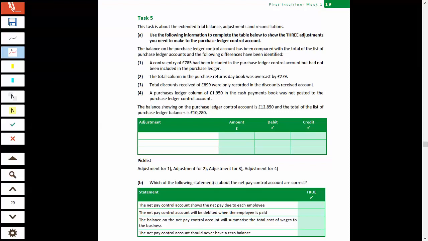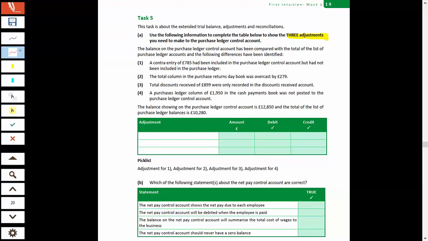So we're basically told use the following information to complete the table below to show the 3 adjustments you need to make to the purchase ledger control account. We're then told the balance on the purchase ledger control account has been compared with the total of the list of purchase ledger accounts, and the following differences have been identified. So very quickly, before we go into the specifics, we've got information we can work with. So first of all, there's going to be 3 adjustments. Some of the work has already been done for us. The following differences have been identified. So we've already had half the job done for us. We aren't trying to root out these errors. We're going to make the appropriate adjustments for them.